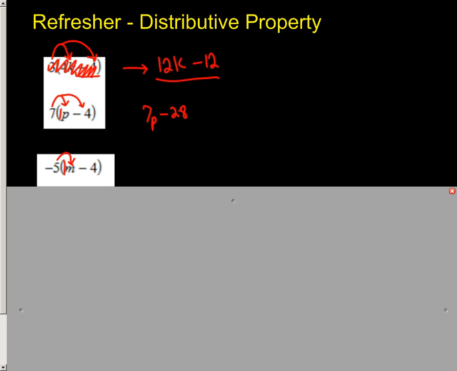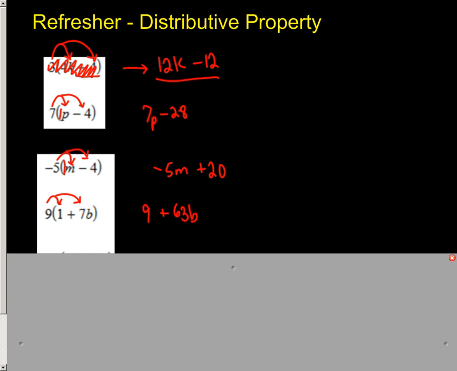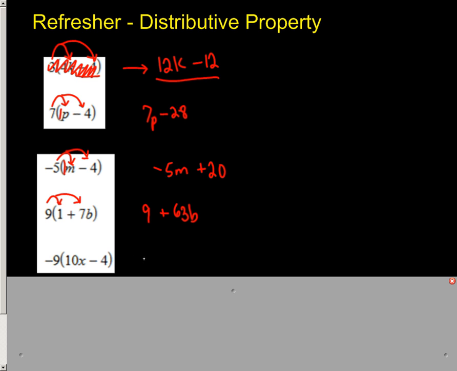Let's try this one. Negative 5 times positive 1n is negative 5m, and negative 5 times negative 4 is positive 20, so I just write plus 20. 9 times 1 is 9, and 9 times positive 7b is positive 63b, so I write plus 63b. Here's another one. Let's do it without doing the arrows this time. Negative 9 times 10x is negative 90x, and negative 9 times negative 4 is positive 36.